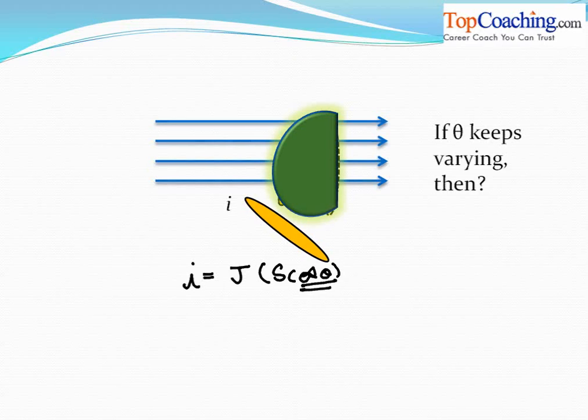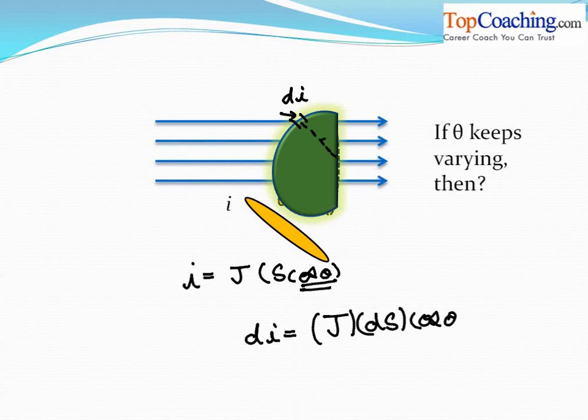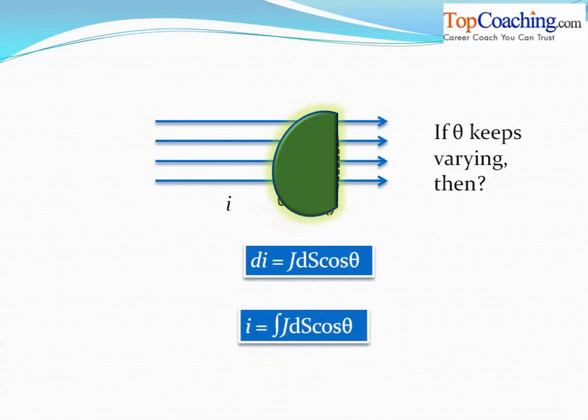So in this case, you consider an elemental area here and you calculate the elemental current flowing through this area, dI, and you say that dI, the elemental current, is J into dS cos theta. Understood? Because for this particular element, the angle theta with the vertical is constant, isn't it? So you can say that dI is J dS cos theta for the elemental current. And then you can integrate this current from this position to this position, and integrate the right side like this. And then you can express the value of dS in terms of theta. So dI is J dS cos theta and I is the integral of J dS cos theta.